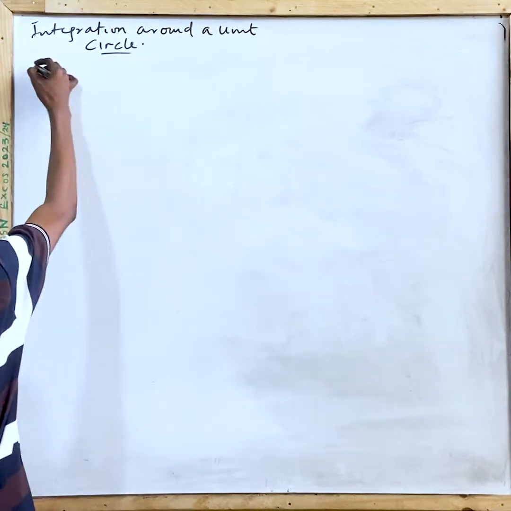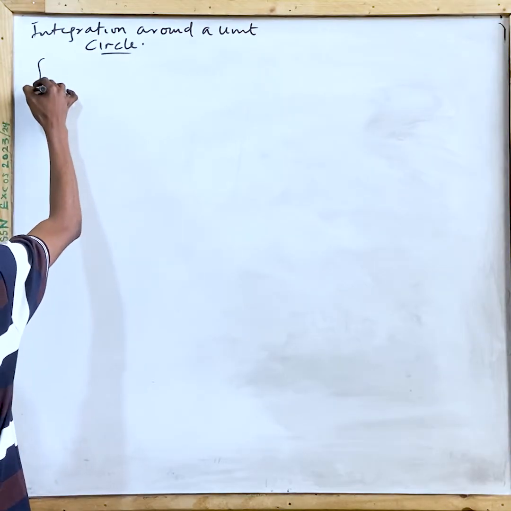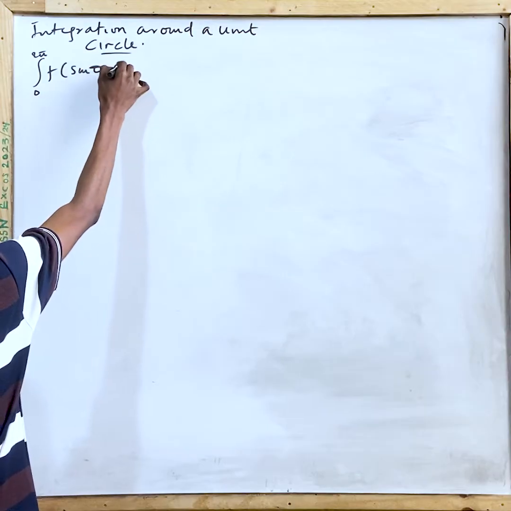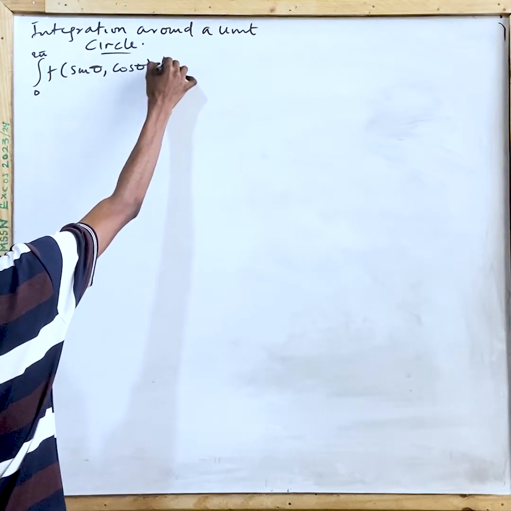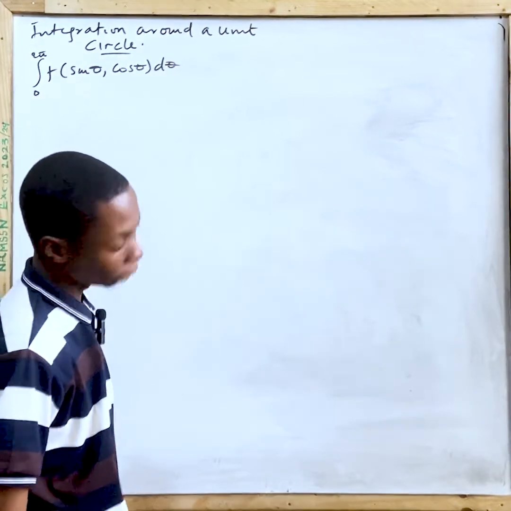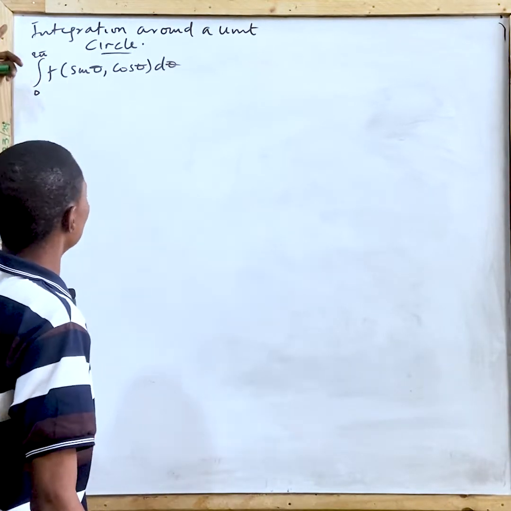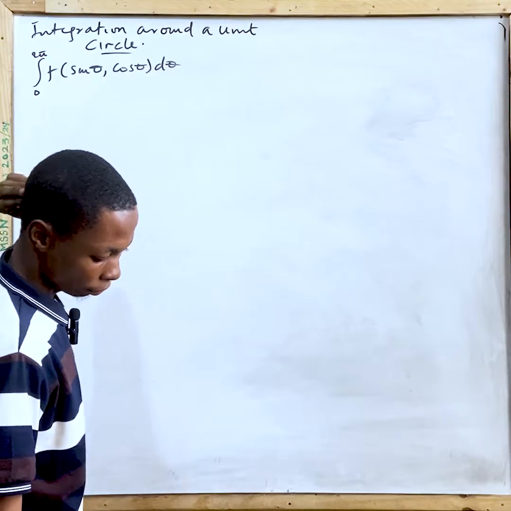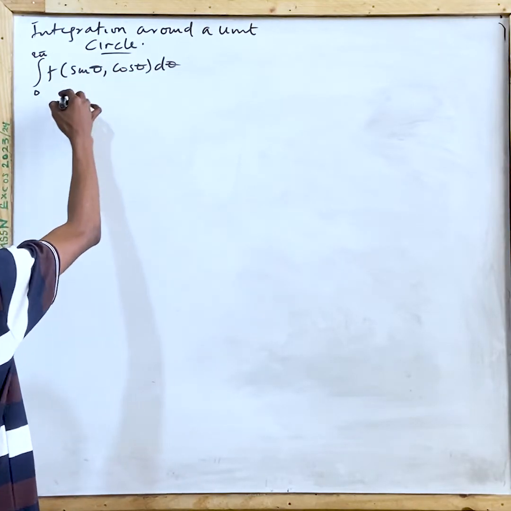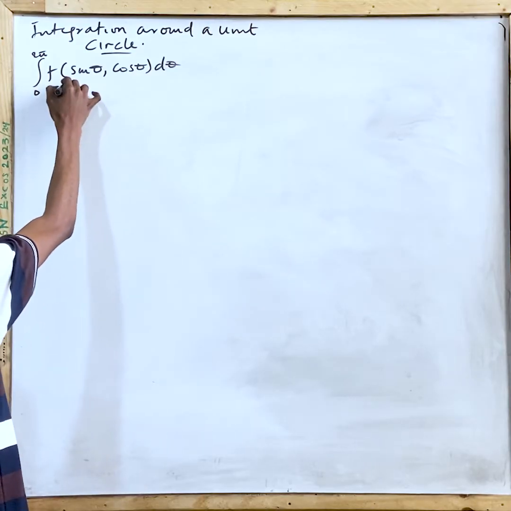So whenever we are given any problem, let's say we are asked to integrate from 0 to 2 pi f of sine theta and cos theta d theta. So any function that involves sine and cosine, and we are integrating from maybe 0 to pi or whatever boundary, the first thing is that we convert, let me say, the algorithm.